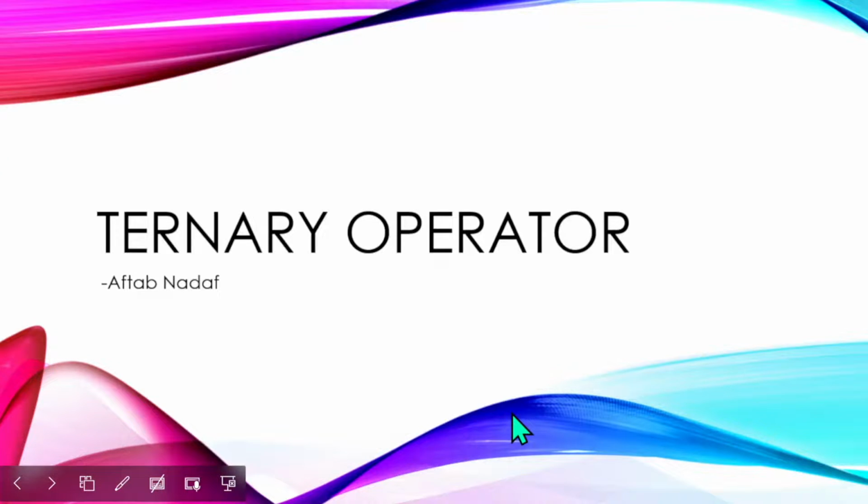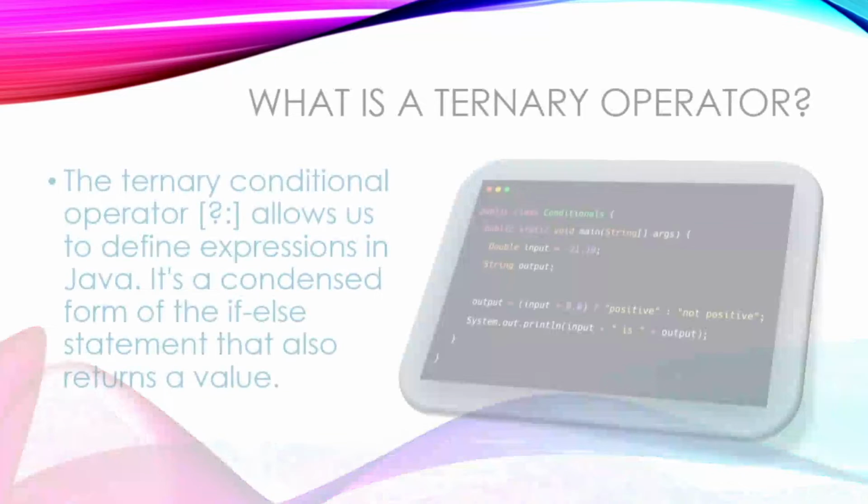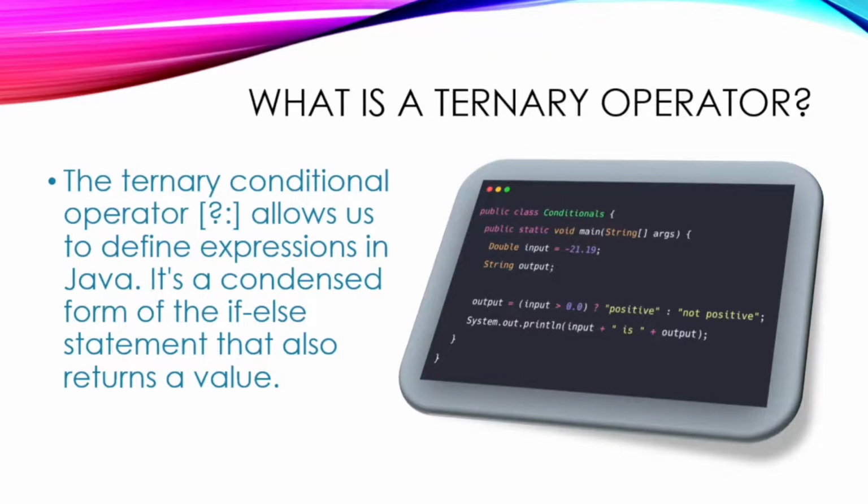So let's begin. So what is a Ternary Operator? The Ternary conditional operator allows us to define an expression in Java. It's like an if-else statement, but you use a question mark and colon instead. So it's like a condensed form of the if-else statement.